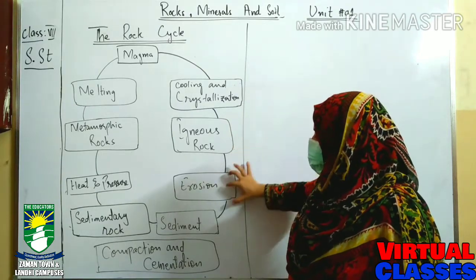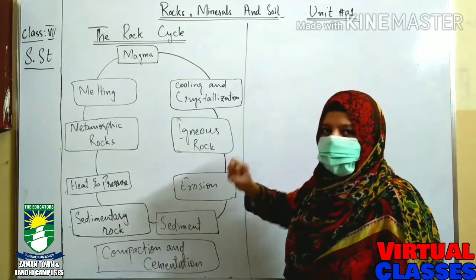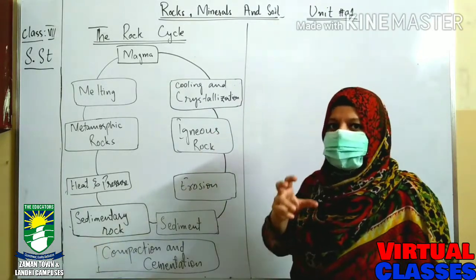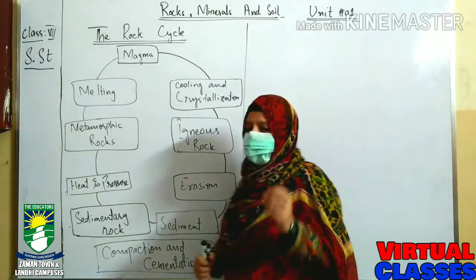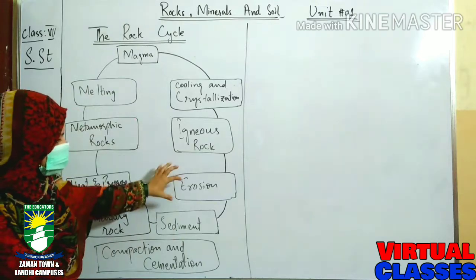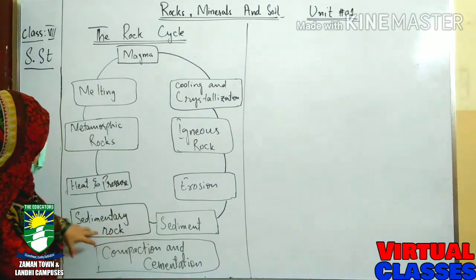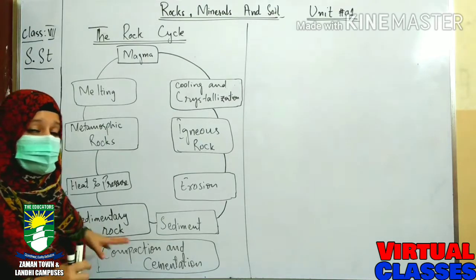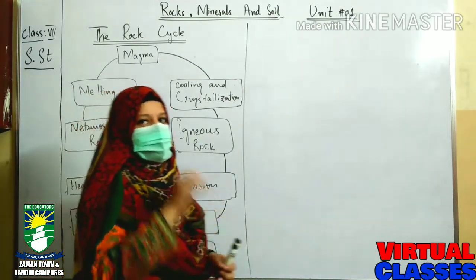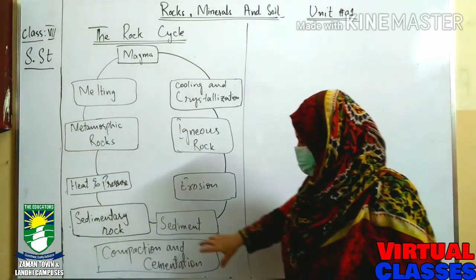Due to erosion, this one is the mechanism, the igneous rock breaks down into sediments, the small particles. Sediments are the small eroded particles. When igneous rock breaks down into sediments due to erosion, it converts into sedimentary rocks. Sedimentary rocks are made up of small pieces of rocks, sediments and organic substances.